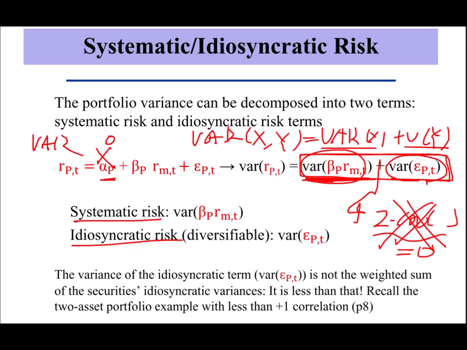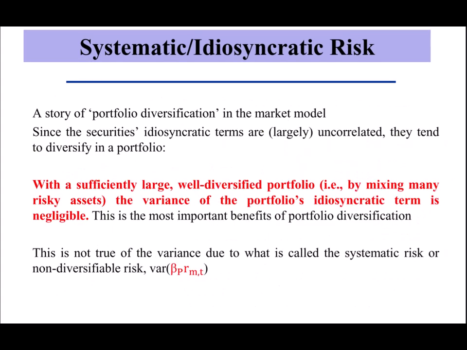And by forming a portfolio, we can actually reduce the variance here, because we assume for simplicity almost zero correlation between the idiosyncratic term in A and the idiosyncratic term in B. The variance of the idiosyncratic term is not the weighted sum of the securities' idiosyncratic variances. Because of zero covariance, you can reduce variance in this term. Recall the two asset portfolio example with less than 1 correlation. We could diversify the idiosyncratic risk of the portfolio. In sum, this is the story of portfolio diversification using the market model.